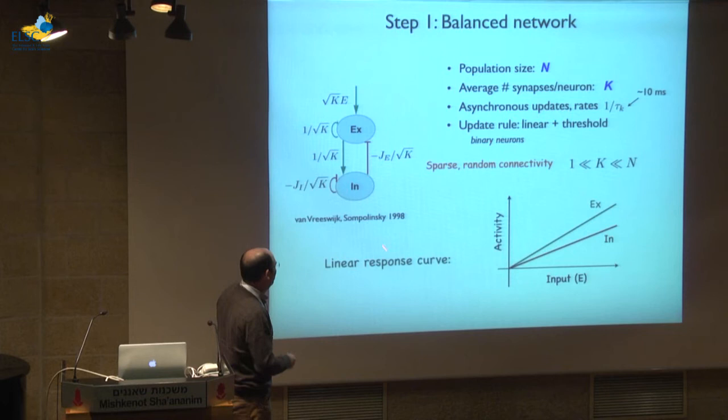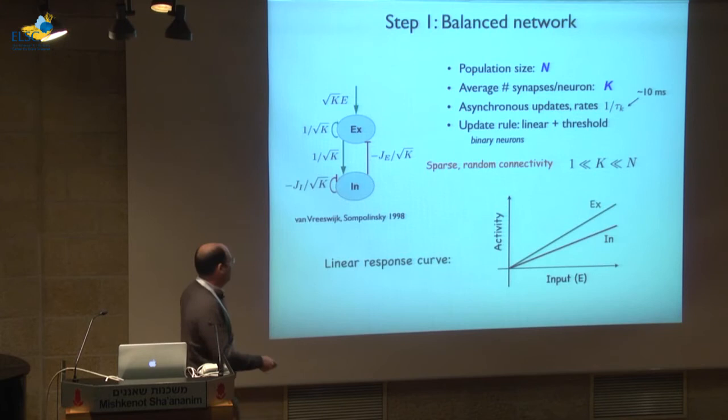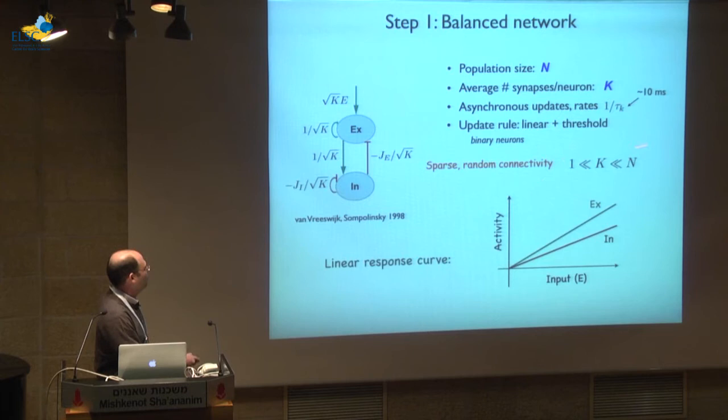The response of this network is completely linear. Despite the fact that the individual units are nonlinear, the response is linear. If we increase the excitation to this network and we follow the activity of the excitatory population or the inhibitory population, they're both linear in the input in this limit. Okay, a large number of neurons, much larger than the number of synapses, which is much larger than one.